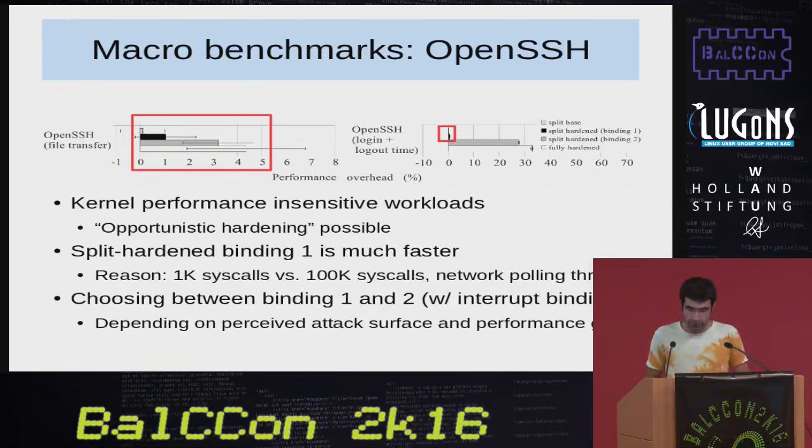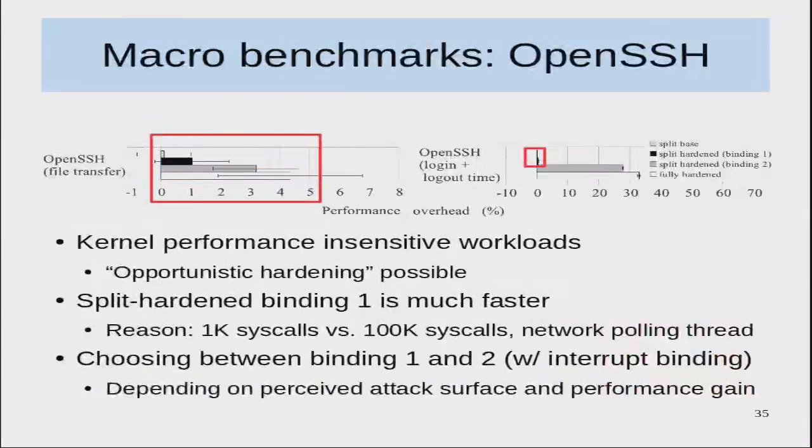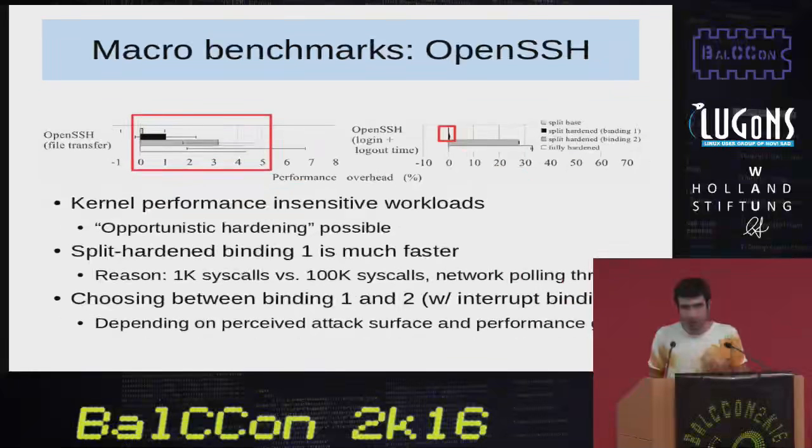But when we enable binding 2, we can see that we have an overhead that's close to 30%, which is also the overhead that we have with the fully hardened kernel. And the question that you might have is, should I pick binding 1 or binding 2 if I have such a system? That depends on how much you value the performance or the security. I think it's good that it's configurable because then people, or distributors, can decide on their own, right?